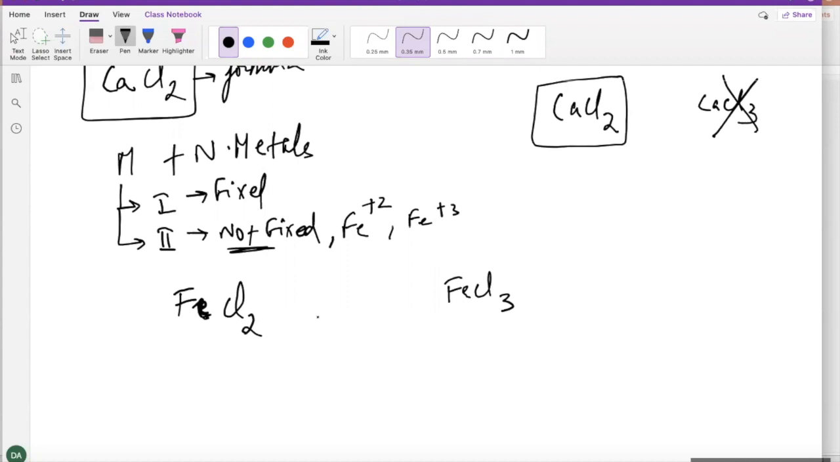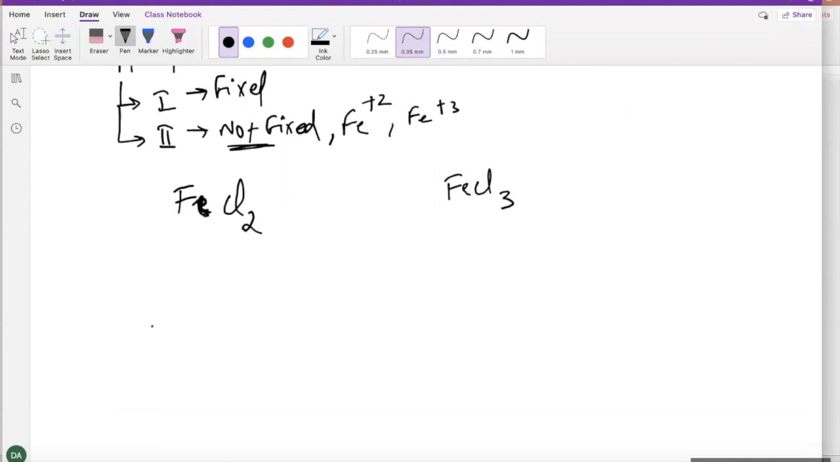Now, your job is not to remember that Fe can do plus 2 and plus 3. Your job is that if I give you FeCl2 on the exam, you should be able to tell me the name for this. And if I give you the name, you should be able to give me the formula. As you can tell, iron chloride can be found in two forms, FeCl2 and FeCl3. So we must have two different names for them.